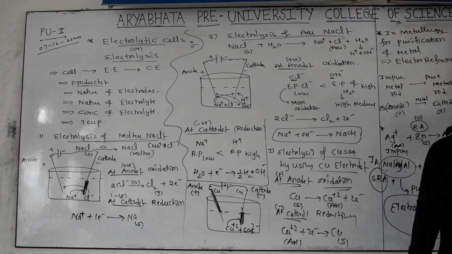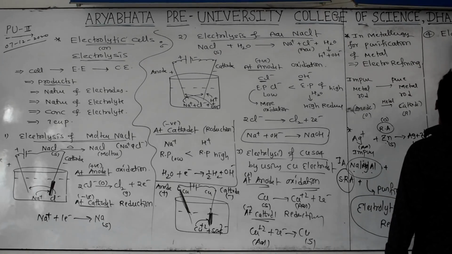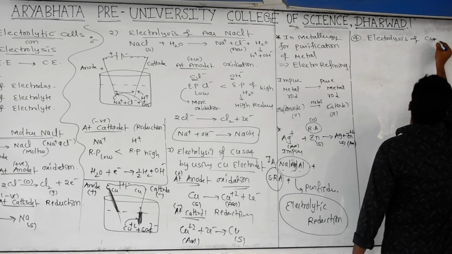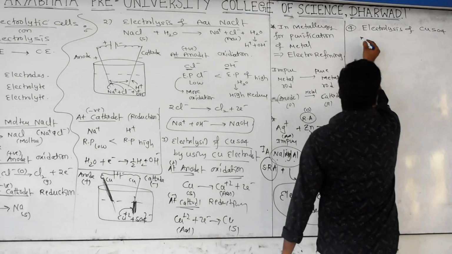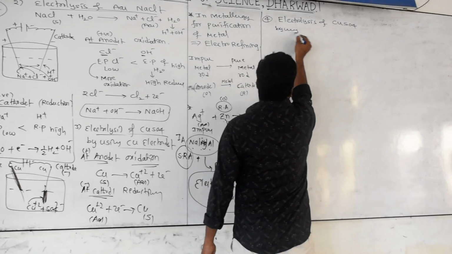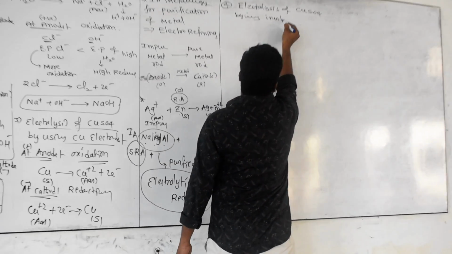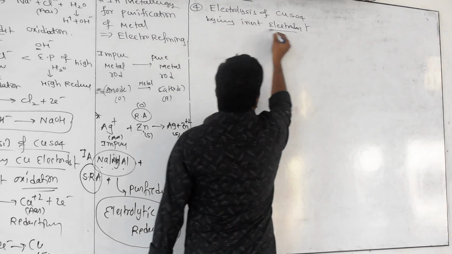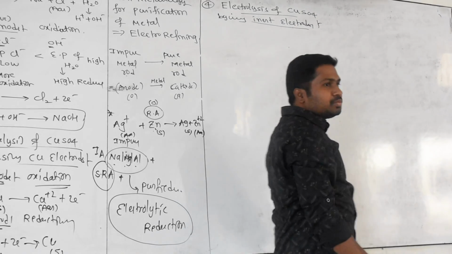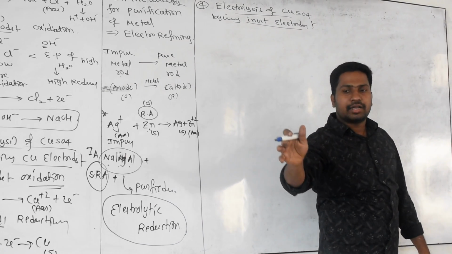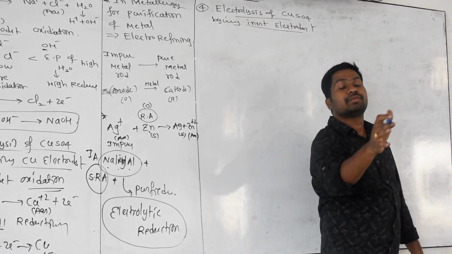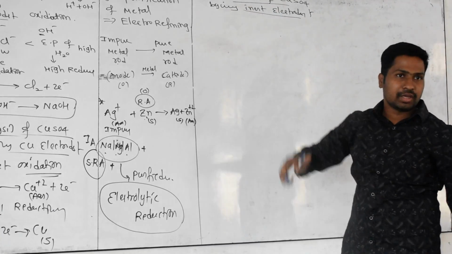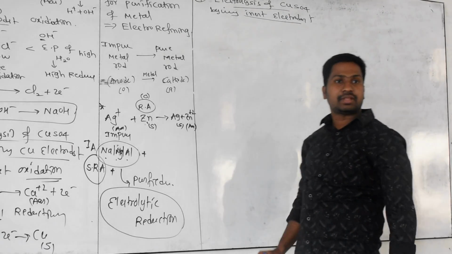Fourth one: electrolysis of copper sulfate solution, but by using inert electrodes. The same thing done with copper electrodes: copper deposition will be going on, copper reduction will be going on from its solution. The anode dissolves and the cathode quantity keeps increasing. But now I am doing the same thing with inert electrodes.